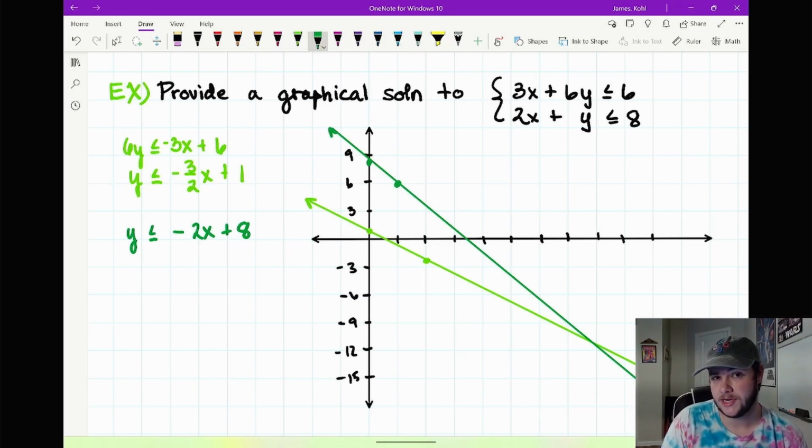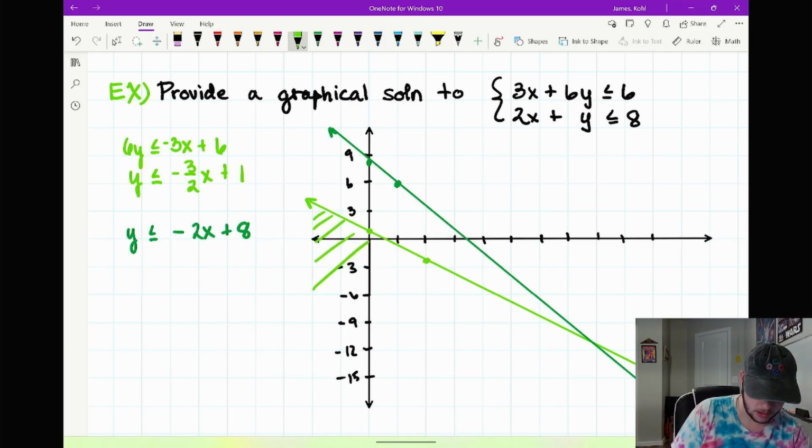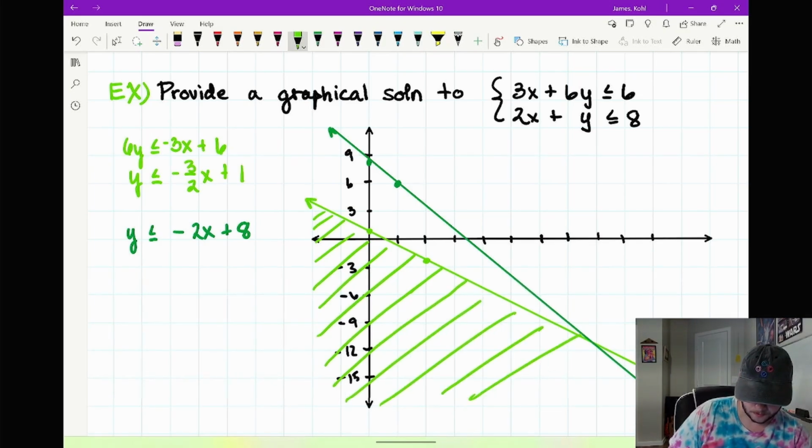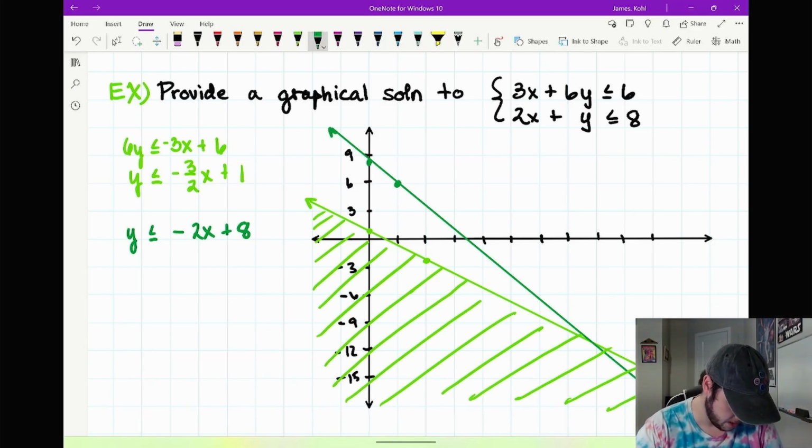Y is equal to negative 3 halves x plus 1 is in the bright green, and y is equal to negative 2x plus 8 is in the dark green. Now, I also know that the solution set for the bright green one is going to be under that line, since I've got less than or equal to. So that's going to look like this. And for the dark green line, I've also got less than or equal to, so that's going to look like this.